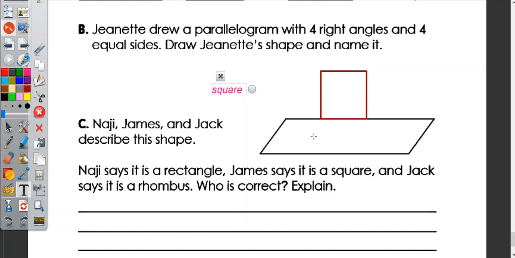Is it a rhombus? Well, a rhombus should have all sides equal. So is any of them correct? No. So neither Naji nor James nor Jake is correct. So who is correct? No one. This shape is called a parallelogram. That's all for our revision sheet.